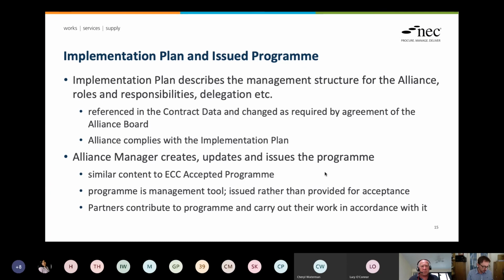So is it fair to say that the client really is the person who's putting together this plan, or certainly the initial plan?